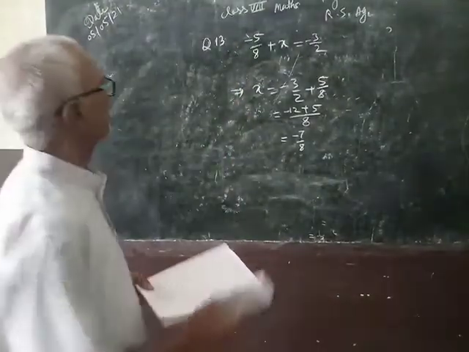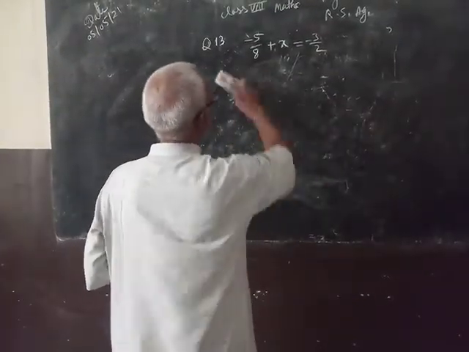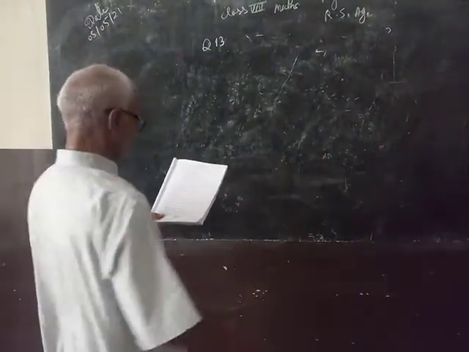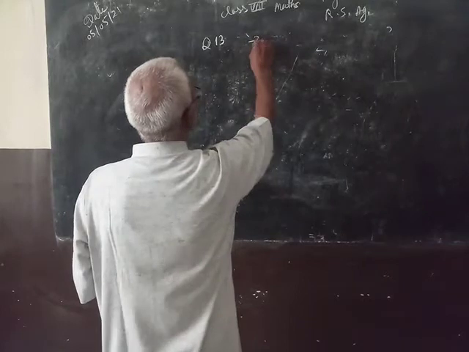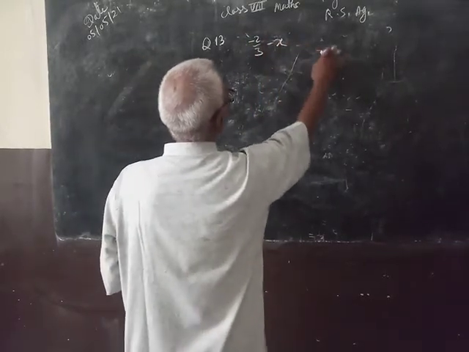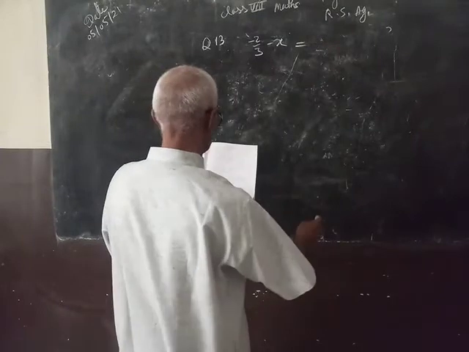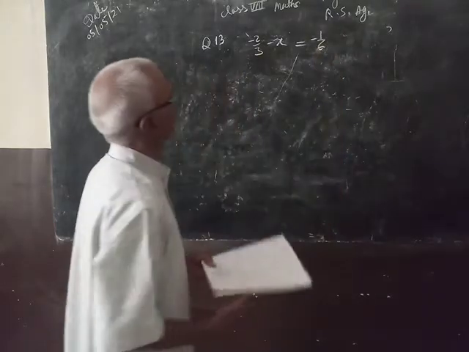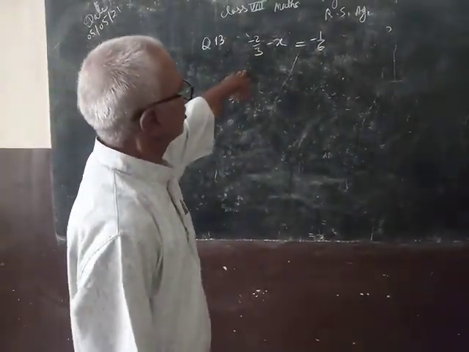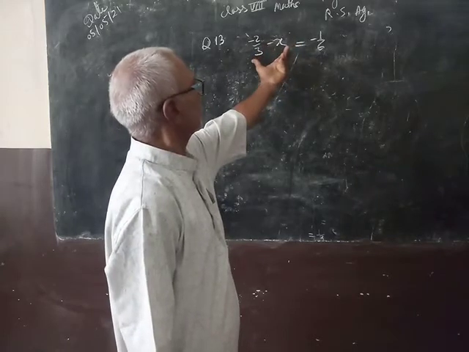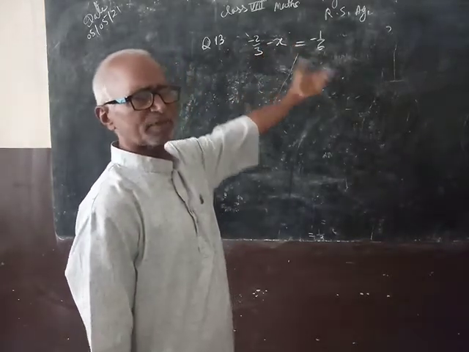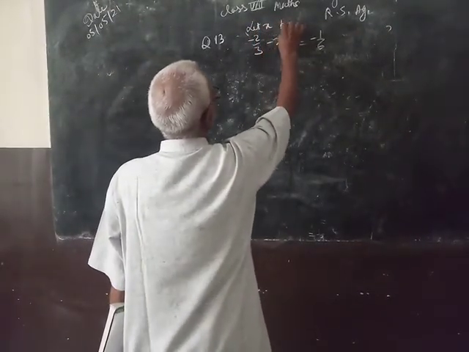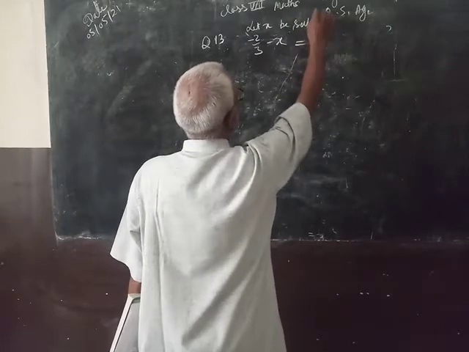Then question number 13 is what should be subtracted. So here you take let x be subtracted from minus 2 by 3. Right here minus x, and the result it wants is minus 1 by 6. What should be subtracted from minus 2 by 3 to get minus 1 by 6? So I have taken let x be subtracted. You can write here let x be subtracted from minus 2 by 3.